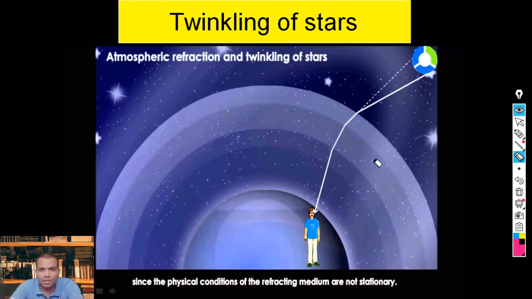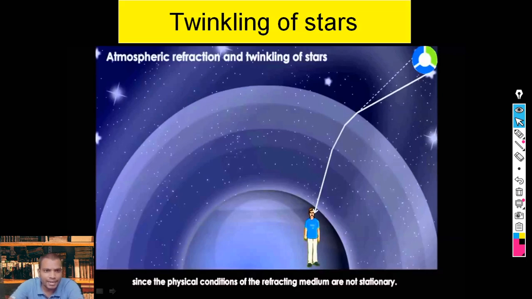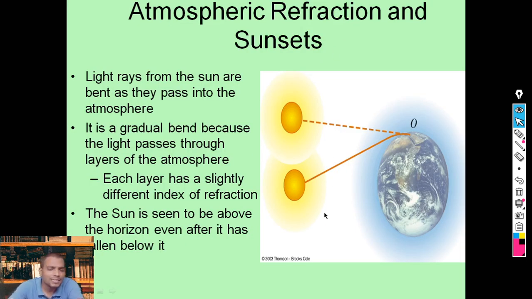So these are all examples of refraction. Especially the early sunrise, delayed sunset, and twinkling of stars, these are known as atmospheric refraction. These two examples are very, very important. Try to get them properly. These phenomena happen only because of the refraction of light.